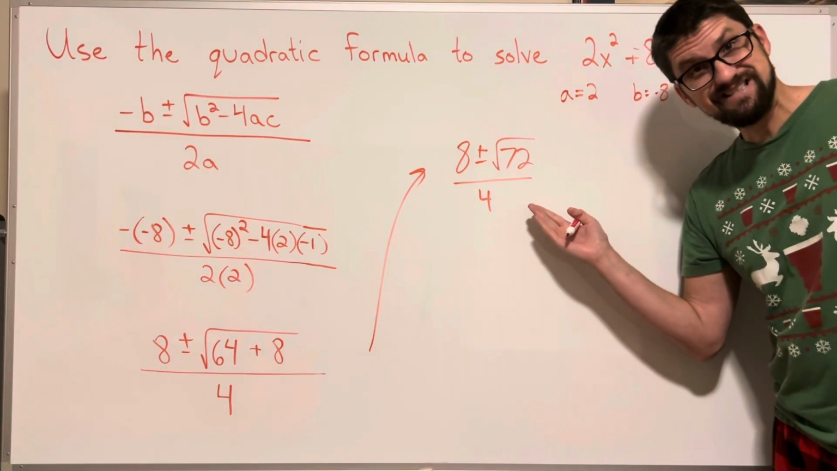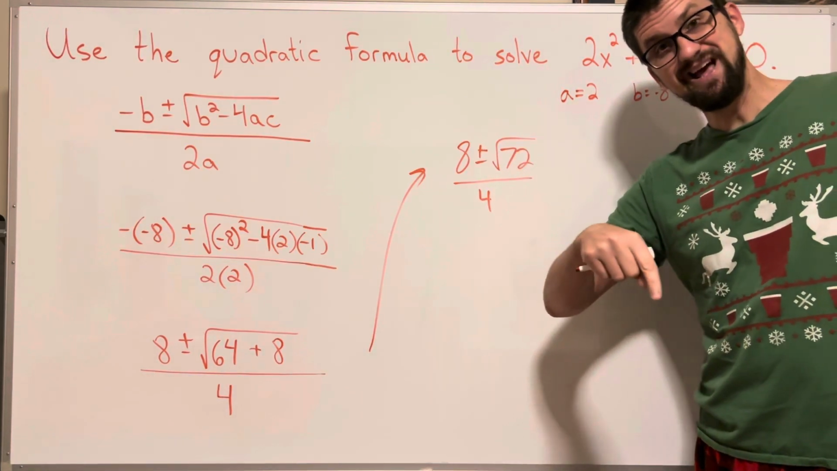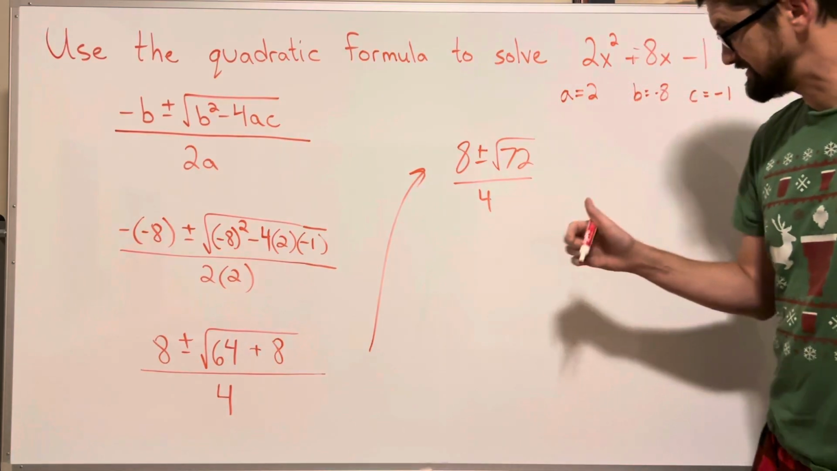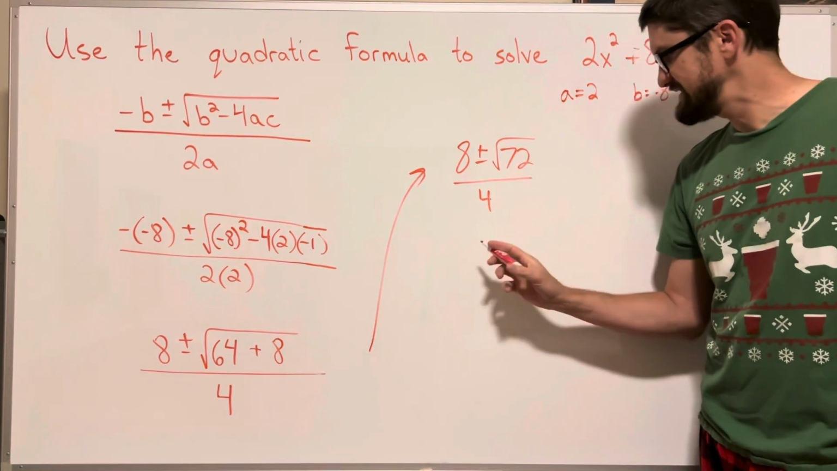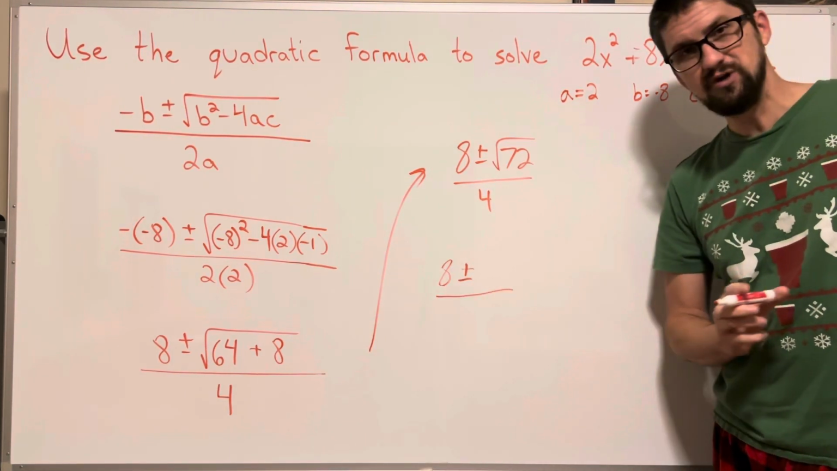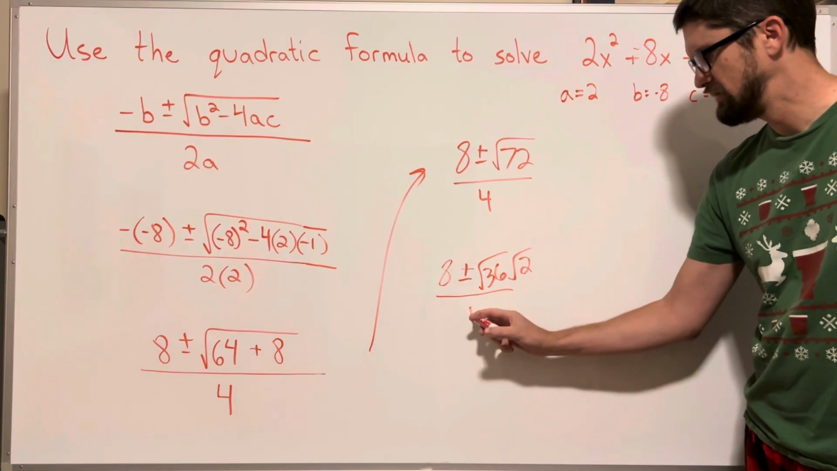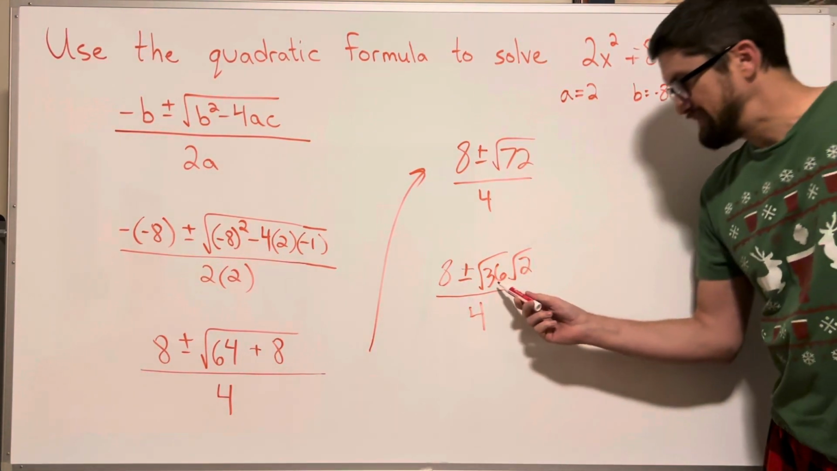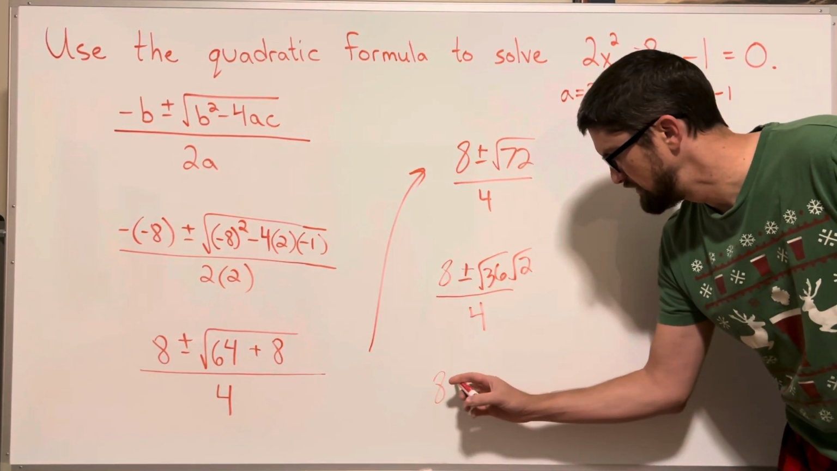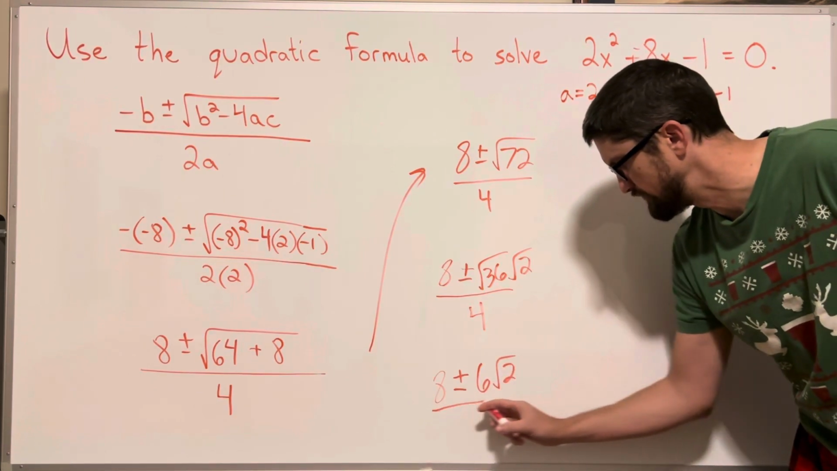Now you got to make sure it's simplified. You need to recognize that 72 has a square factor of 36 in it. So we can simplify this down. I'm going to break up the square root of 72 into square root of 36 times square root of 2. That will make it 6 square root of 2. So I have 8 plus or minus 6 square root of 2 over 4.